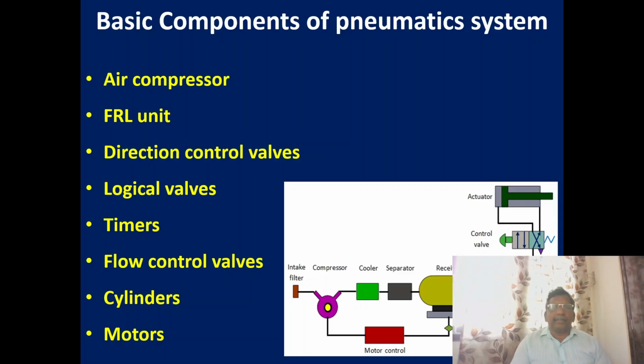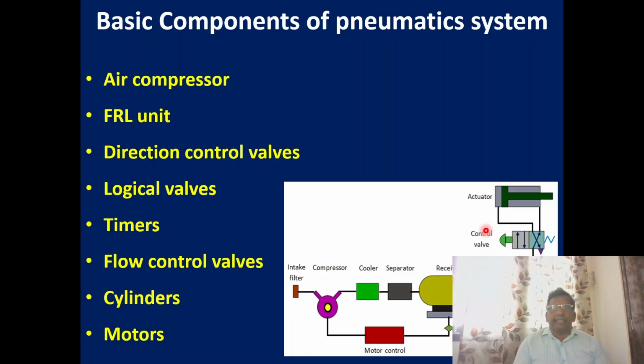Okay. The next one is basic components of pneumatic system. Basic components of pneumatic system. This one we will continue in the next video. We will see the basic components of pneumatic system. So we'll see in detail about the pneumatic system in the next video.